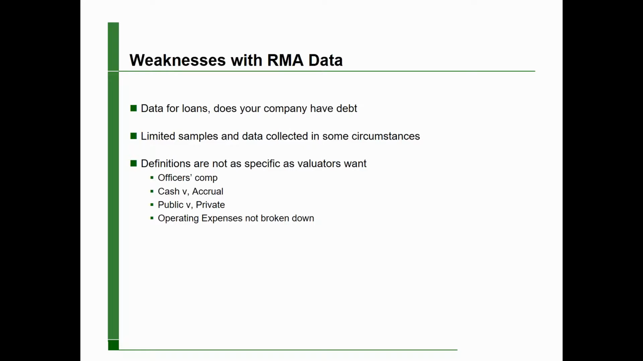Some other issues are how granular is the data. While there's a lot of granularity on the slices and the size of the company, there's not much in some of the other things. Operating expenses are not broken down, for instance. And so if you want to find out what rent is or depreciation is, you cannot see that inside of the RMA data.